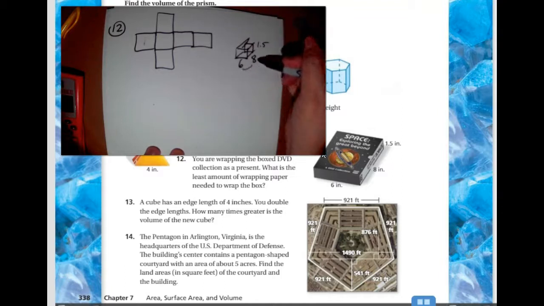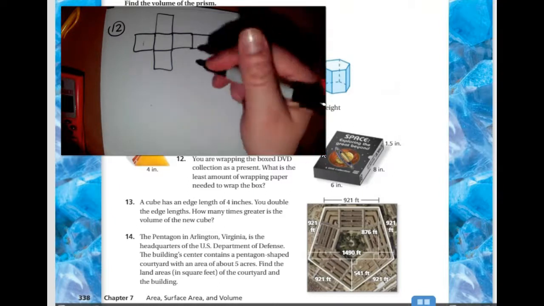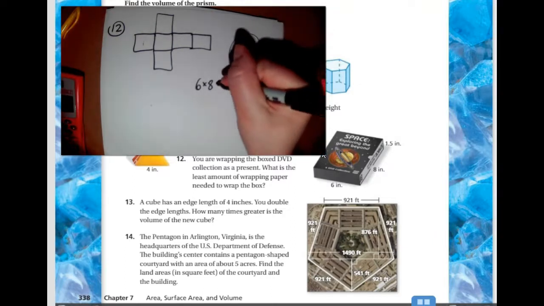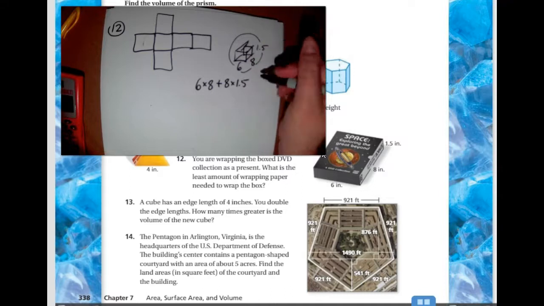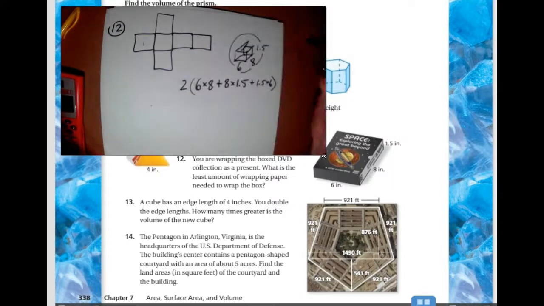Remember our trick where we can just multiply by working around in a circle, and then we've found the areas of the 3 faces, multiply that by 2. So I can take 6 times 8 plus 8 times 1 5/10 plus 1 5/10 times 6. Take all of that and multiply it times 2, and that's our little hack to finding the area of a rectangular prism.